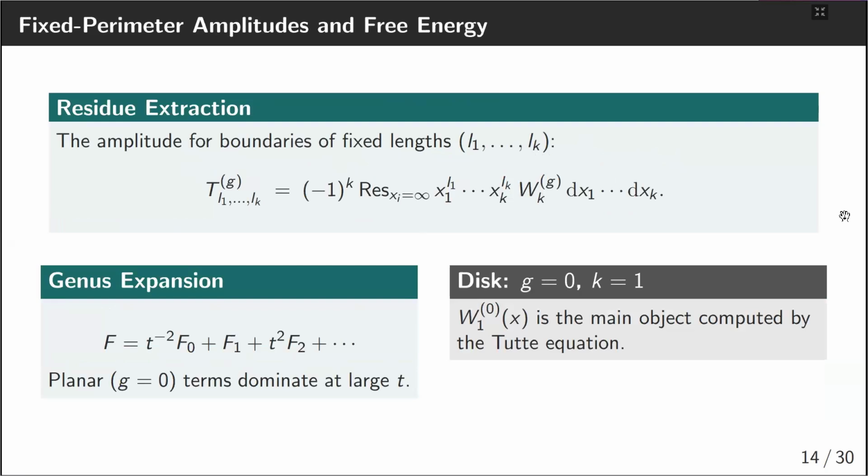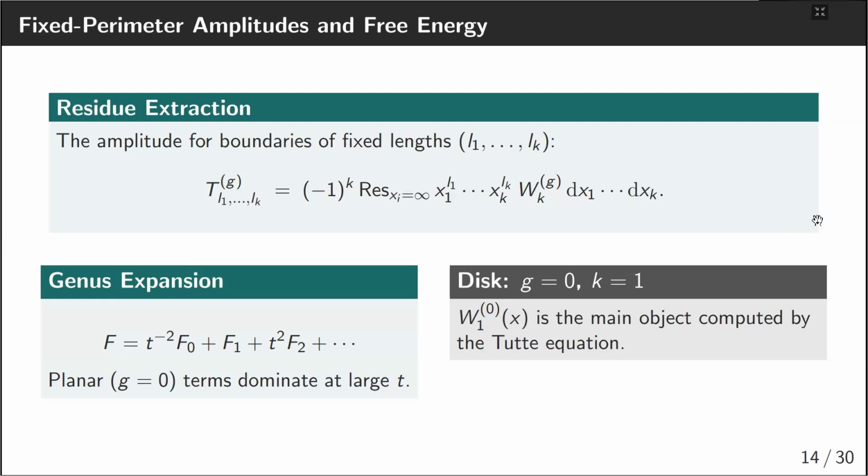So we have a residue extraction, the amplitude for boundaries of fixed lengths. We extract the residue. There's a minus 1 to the K factor, and we use that to calculate the amplitude. And then there's a genus expansion. We see that the planar case is G equals 0, and these terms dominate at a large T. So F equals T to the negative 2 F0 plus F1 plus T squared F2. So at a large T, the planar terms will dominate.